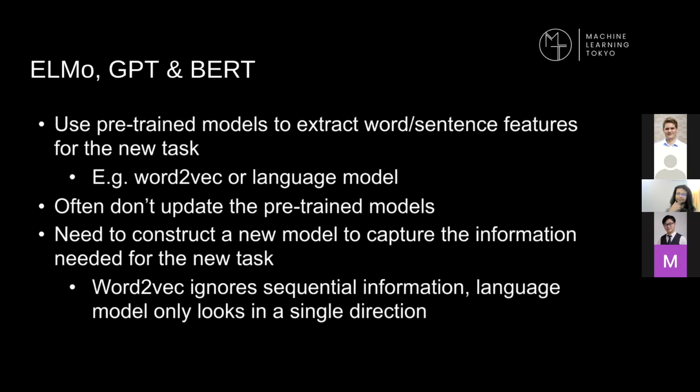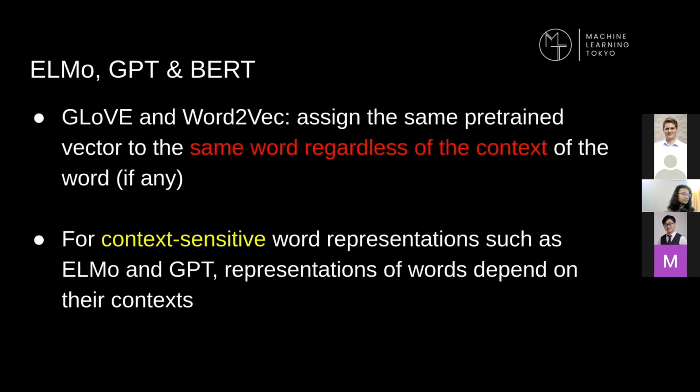It can't do bidirectional, essentially, right? But BERT can, right? We will look into it as we move on. So GloVe and word to vector will give you the same pre-trained vector for the same word regardless of the context. But it turns out in language, context is probably one of the most important things to look at when we want to have a representation, right? For context-sensitive word representation, because of the rise of transformer models, we have things like Elmo, GPT, and BERT, where the representation of the words depends on the context, which is exactly what we want.